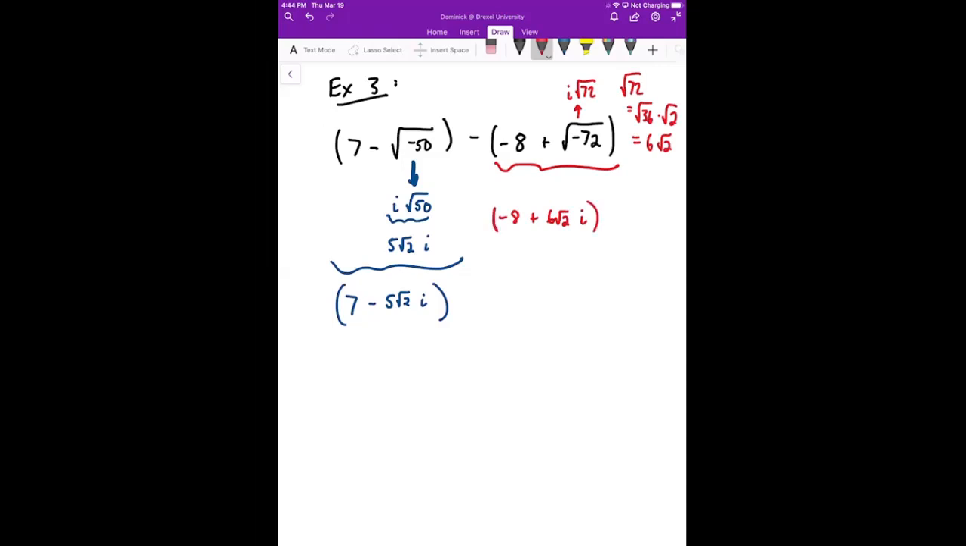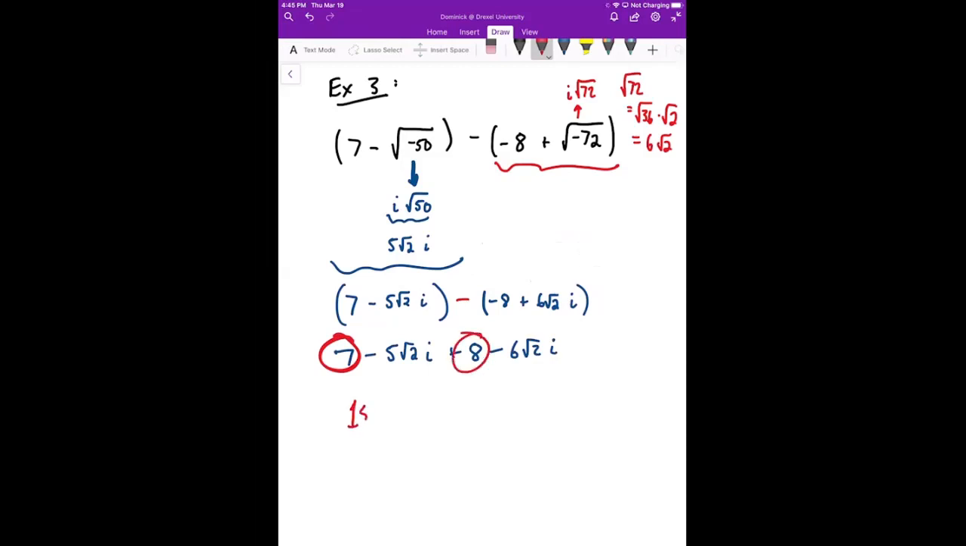And now we're subtracting these. So maybe let me just grab this and we can move it down. Now we can distribute our negative. So we can do 7 minus 5 square root of 2 i. If we distribute this subtraction, we'll get now plus 8 and now minus 6 square root of 2 i. And then just as before, our two real parts are 7 and 8, so together they are 15. And we look at our imaginary components.